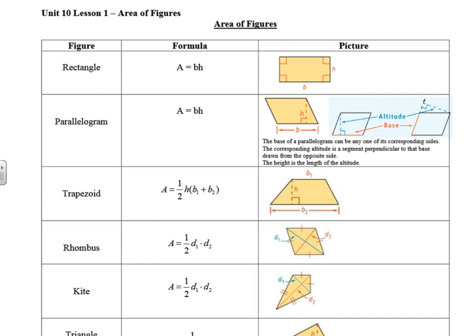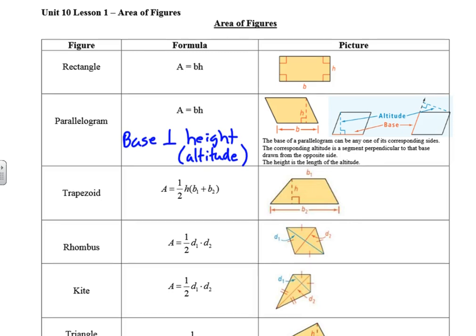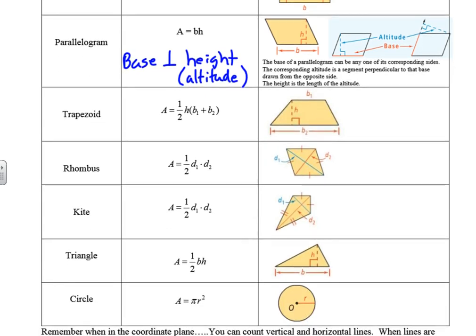Well, we know a rectangle is base times height, and in a parallelogram it's also base times height. Here's the deal. The base has to be perpendicular to the height, or the height has to be perpendicular to the base. Sometimes we'll call this altitude, and both of those indicate that it's base times height. So in a trapezoid, the area is 1/2 the height times base 1 plus base 2.